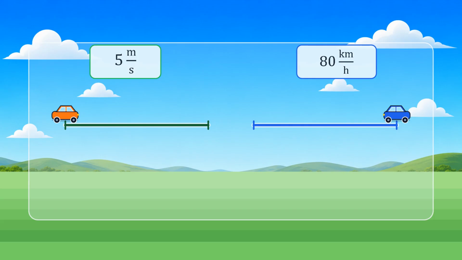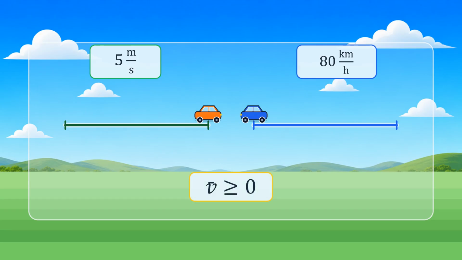Average speed based on distance is a scalar quantity. We give its magnitude and its unit, such as 5 meters per second or 80 kilometers per hour. We do not need to add right or left, because average speed is calculated from distance, and distance is scalar. It adds the total length traveled along the route. For the same reason, average speed cannot be negative.